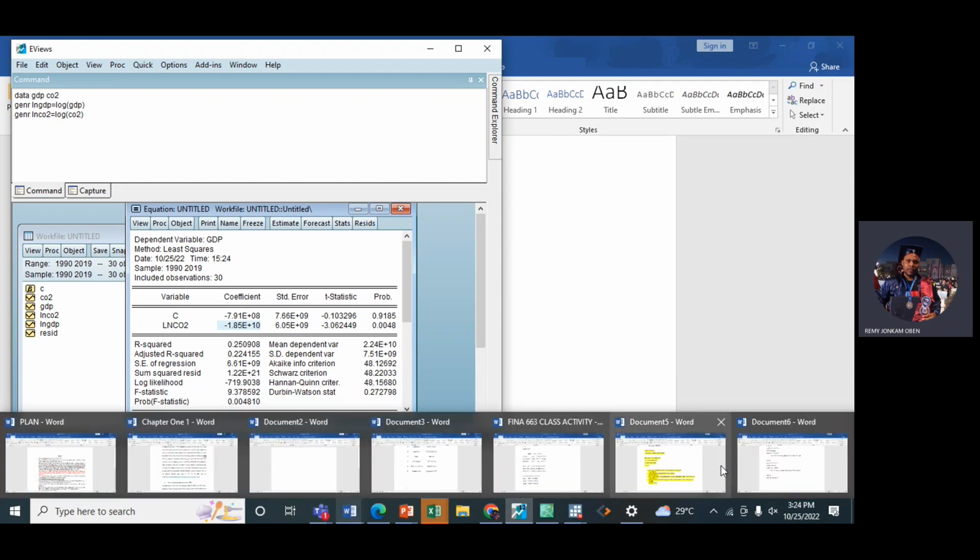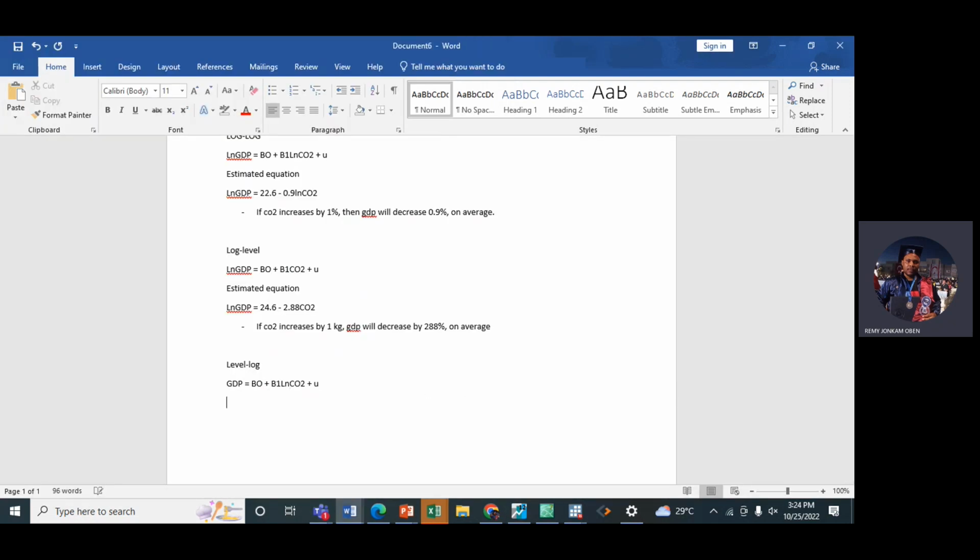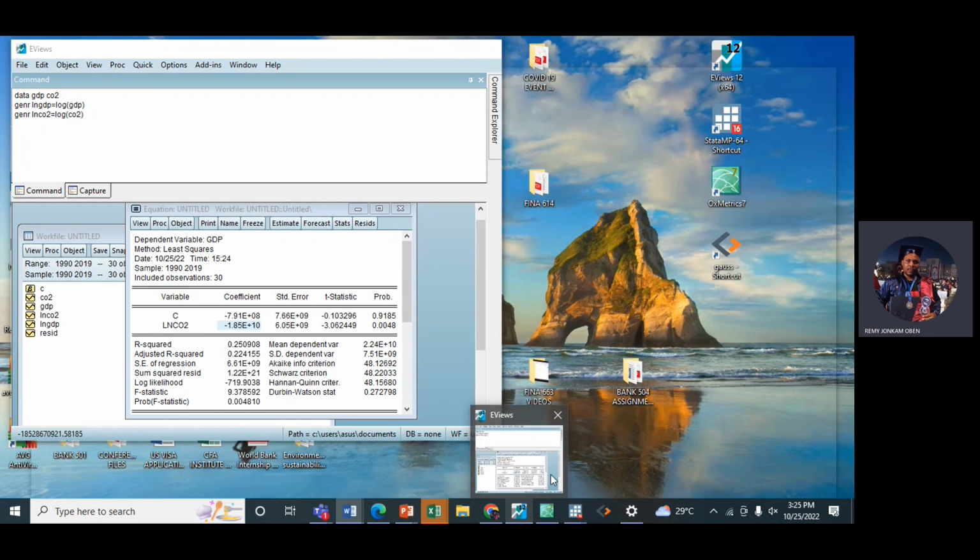So if I'm to write the estimated equation, this same equation, copy. Now I'm including the parameters. So what was the constant? Let me check. Constant is minus 7.91. The negative constant here, minus 7.91. And what's the coefficient of that lean CO2? The coefficient of that lean CO2 is minus 1.85.